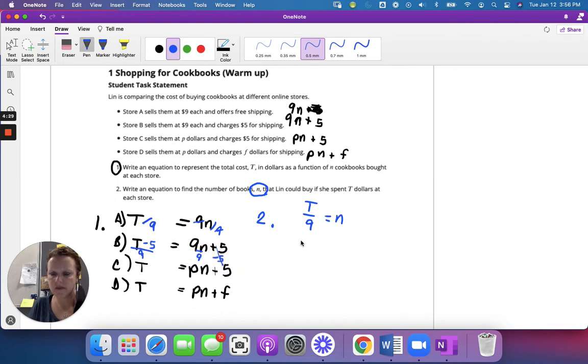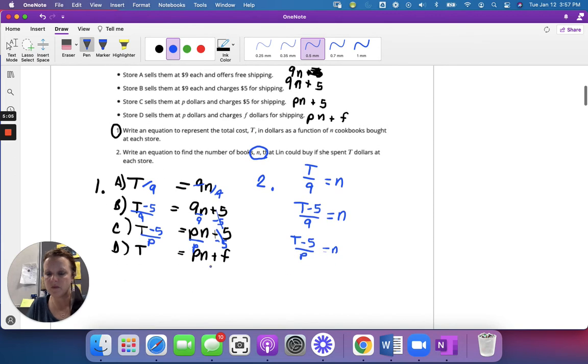Now we've done this in the past, and I will admit, some of you really got it, and some of you struggled, even with a retest. Okay, so let's do this again. We can do this. See if you can figure it out. Subtract 5 from both sides, and then divide both sides by P. So this would be T minus 5 over P equals N.